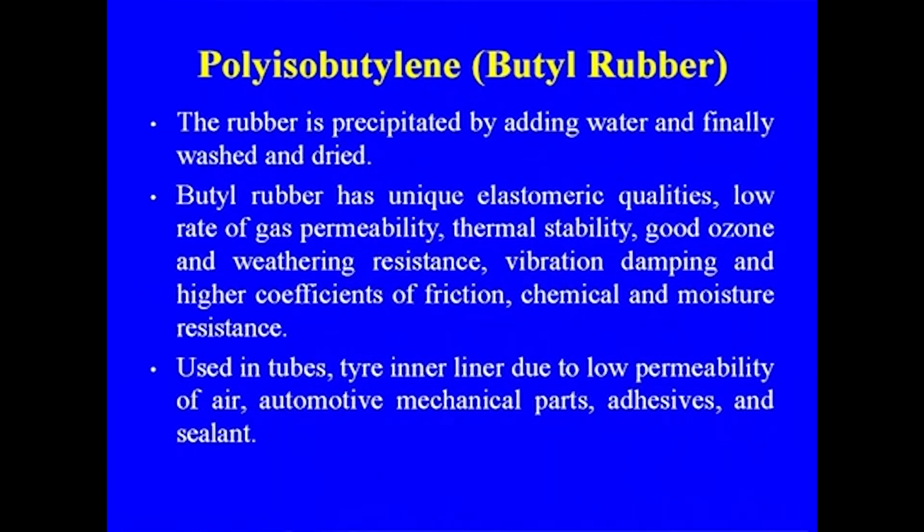Butyl rubber has unique elastomeric qualities: low rate of gas permeability, thermal stability, good ozone and weathering resistance, vibration damping, higher coefficient of friction, and chemical and moisture resistance. It is used in tubes, tire liners due to low permeability of air, automotive and mechanical parts, adhesives and sealants. So, these are some of the major applications of butyl rubber, and one of its very important properties is the low permeability of air.